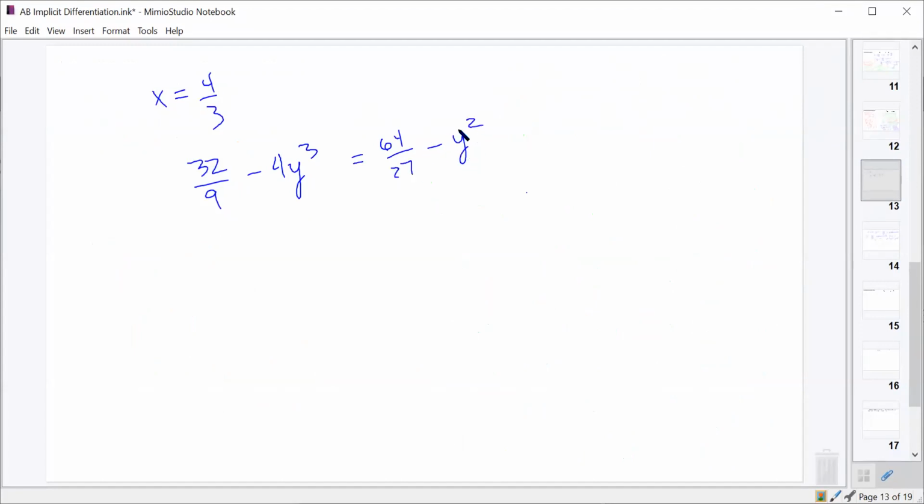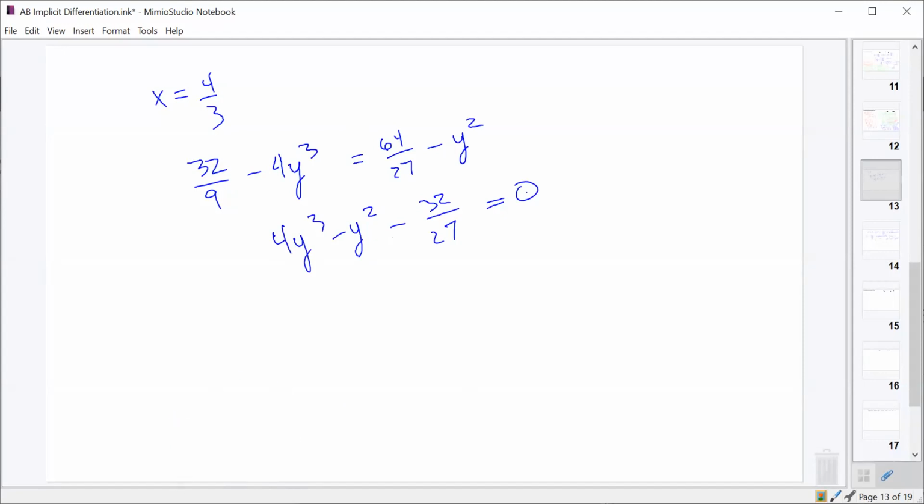And as we go through, we're going to find that one's fairly difficult to solve for y. 4y cubed minus y squared. If I bring the 4y cubed over there, 64/27 minus 32/9 is 64 minus 96, which is minus 32/27, equals 0. That's a cubic that you're not going to be able to solve on your own without using your graphing calculator.